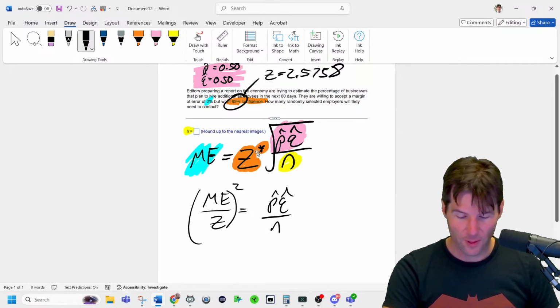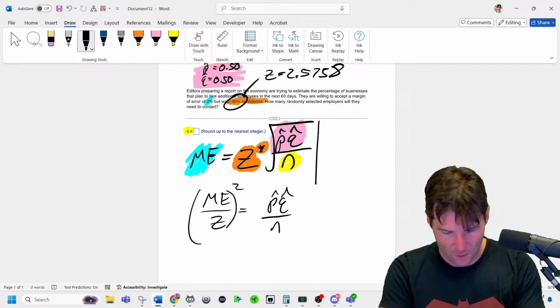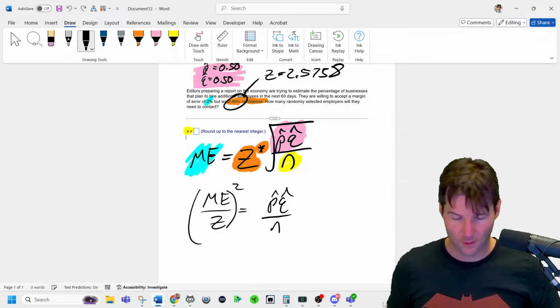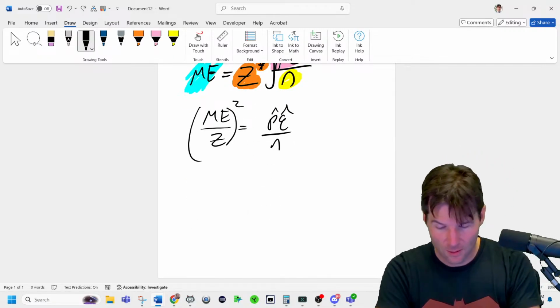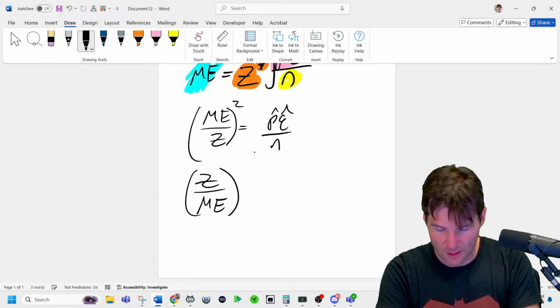Now you can flip it. I'll go up to here, we'll go over to this side, and we'll go down further. Flipping it doesn't change anything. It just puts the n up top. You flip both sides. This is algebra.